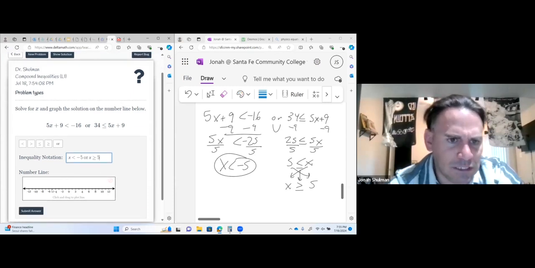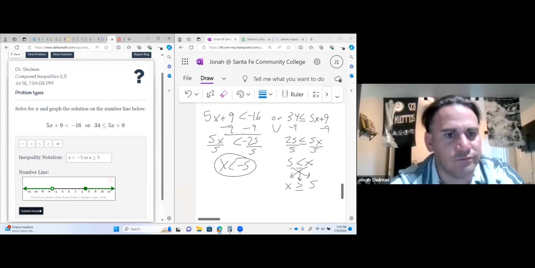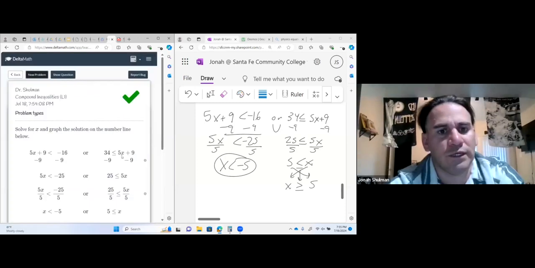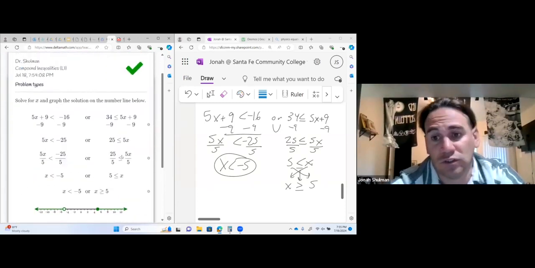And so we need it to be negative 5 going this way, but we want it open. I want positive 5 going this way and keep it closed. And that's the whole kit and caboodle. Ours looks just like theirs. Theirs is just way neater.